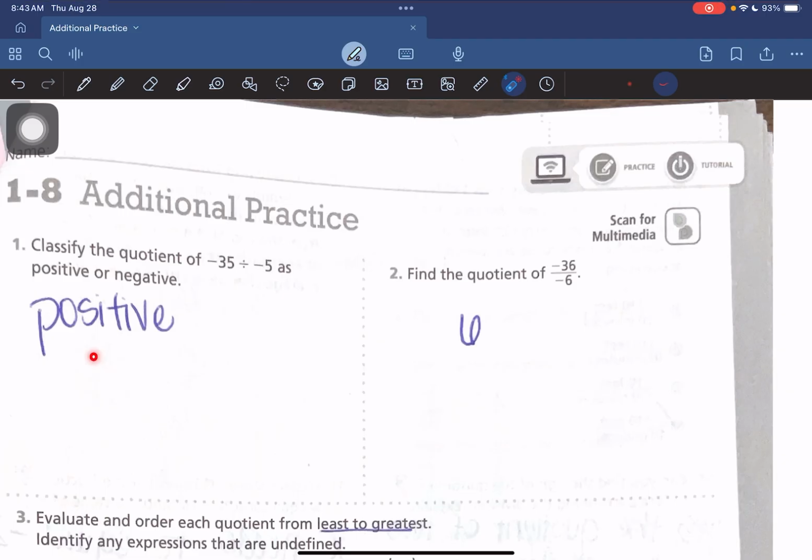So here we have positive. The quotient of negative 36 divided by negative 6 is 6. When you have a problem that looks like that, read it as a division problem, top divided by bottom.